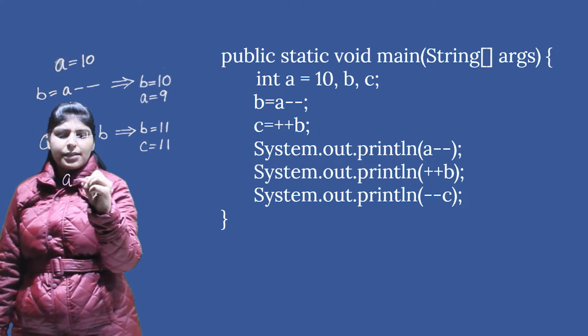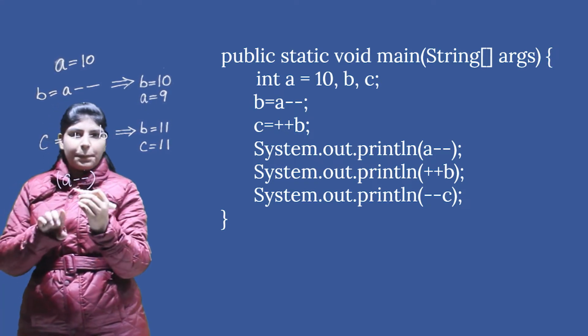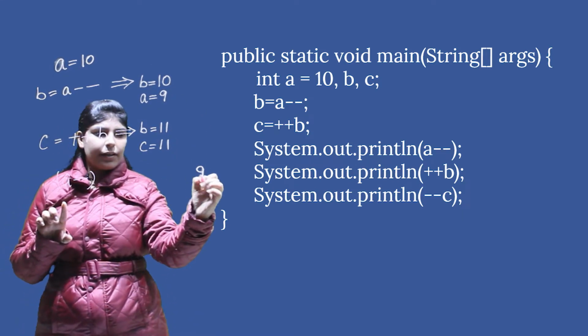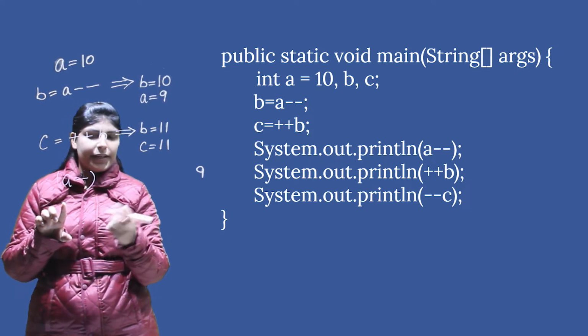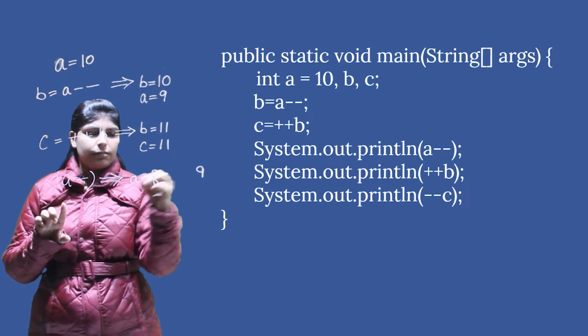So the next line I'm printing a--. This is a postfix operator. So first I'll print the value of a. What is the value of a? 9. So 9 will be printed on the screen and then a will be decremented. So after this line a becomes 8.